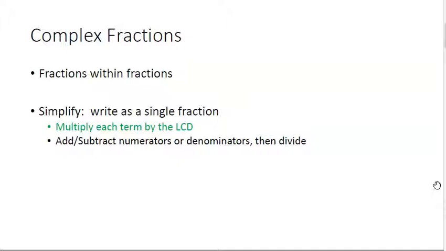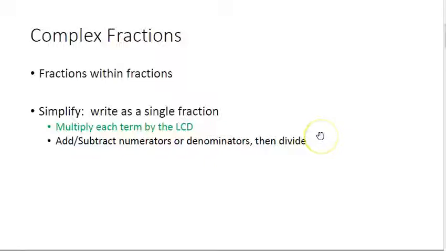There are really two ways that you can simplify these expressions. The idea is to simplify it so that it's just one big fraction, so you don't have those smaller fractions within. You could think about adding and subtracting in the numerator and denominator, but in this video I'm going to show you how to use the least common denominator to simplify the entire expression. So our goal again is to write as one single fraction. We're going to do that by multiplying each term in the numerator and denominator by the least common denominator of all of the smaller fractions.